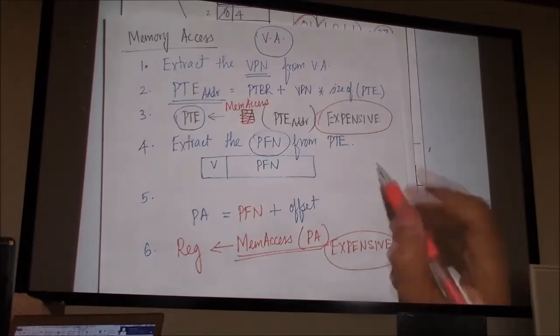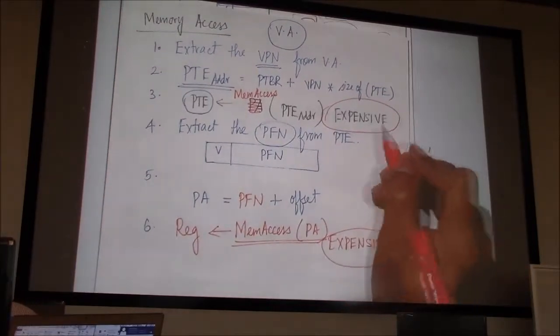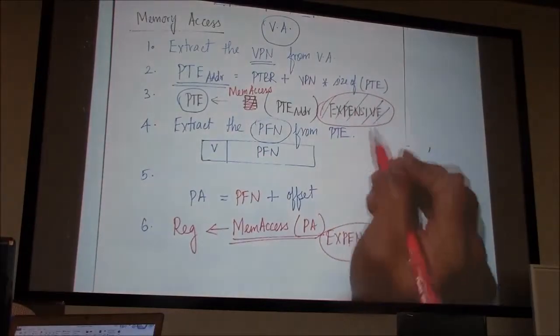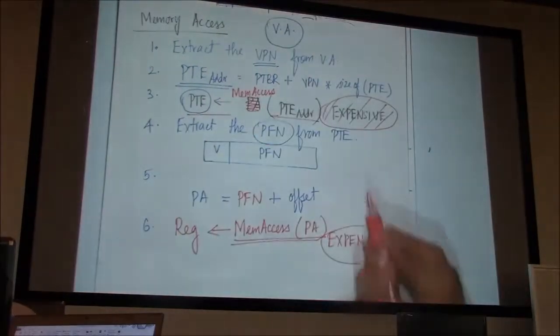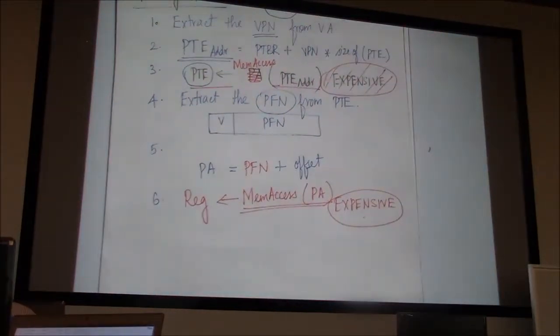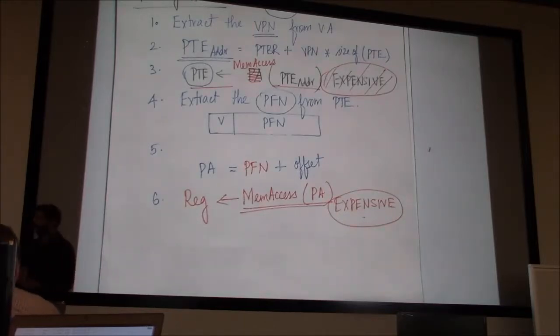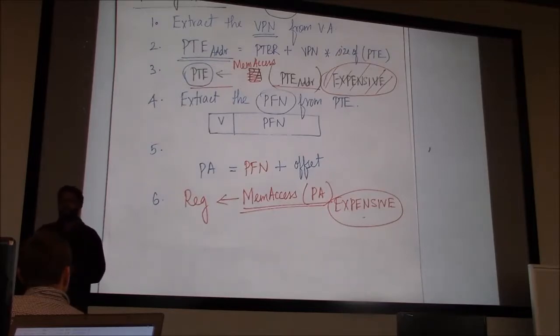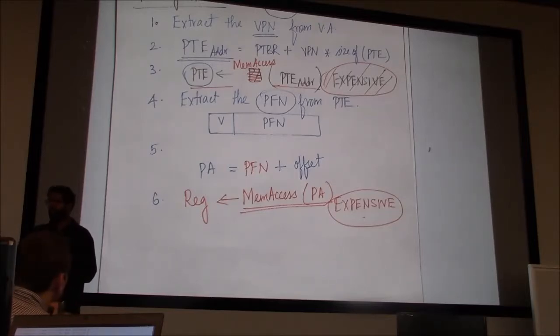Now we already saw that for each memory access we have this additional overhead. This is really expensive. We have 2 memory accesses, and to avoid this, what do you think we can do? Do you guys have any ideas? What can we do to reduce the memory accesses from 2 for each access to just 1?